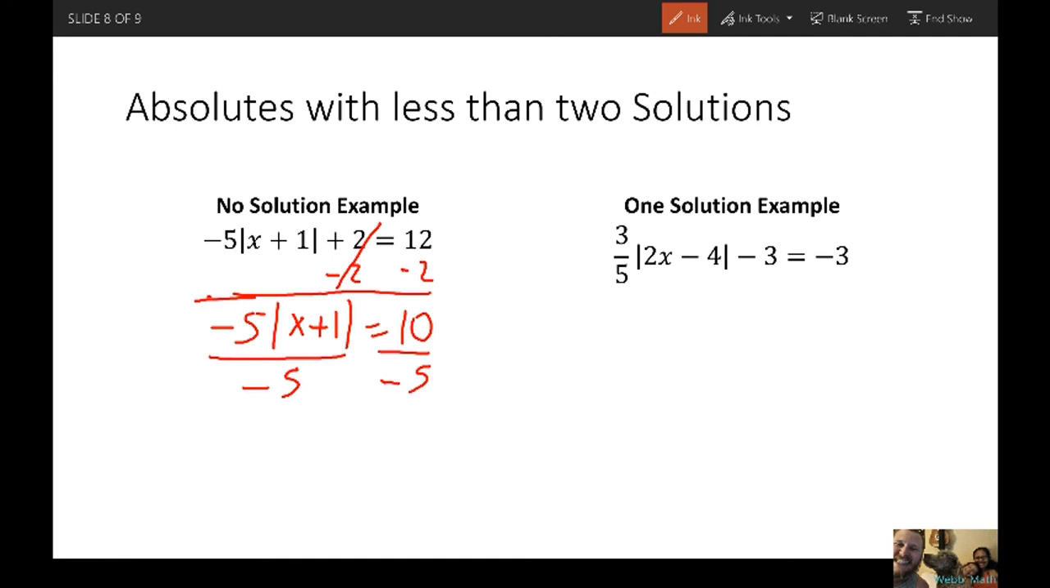And I will get the absolute value of x plus 1 equals positive 10 divided by negative 5, which is negative 2. Uh-oh. Do you guys see the problem with that? Can you have a negative number after you take the absolute value of it? Can you? No. That's impossible.